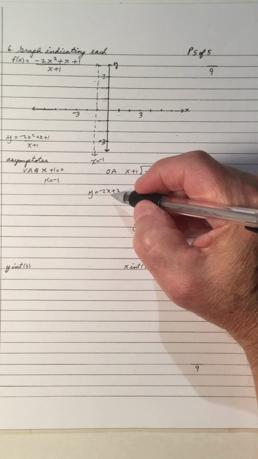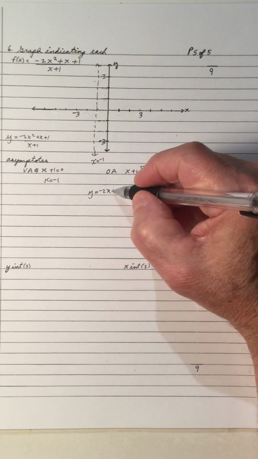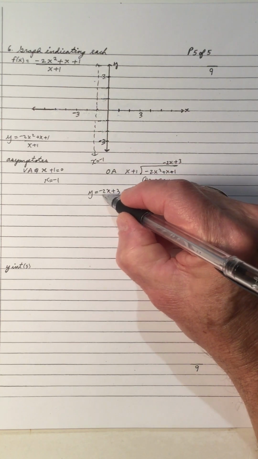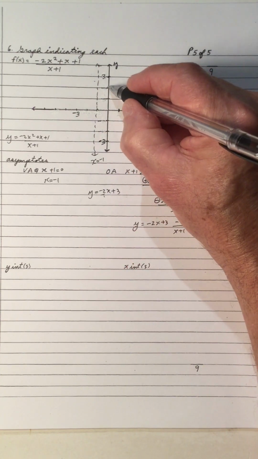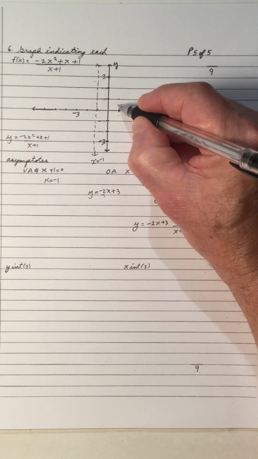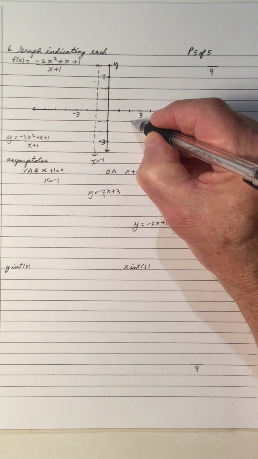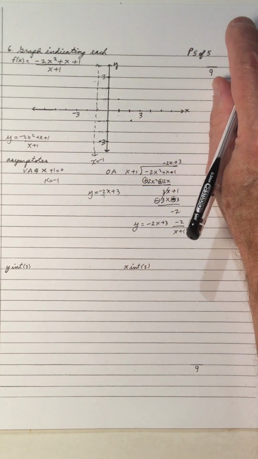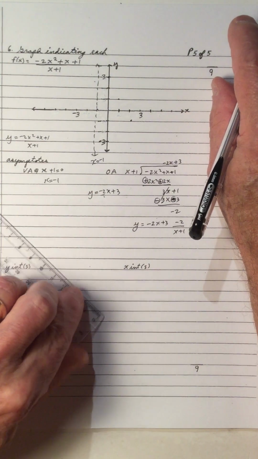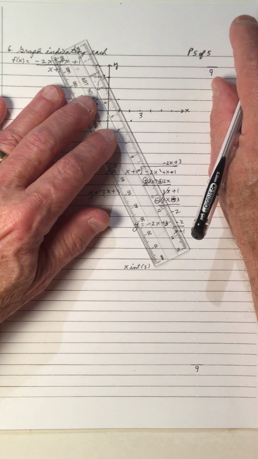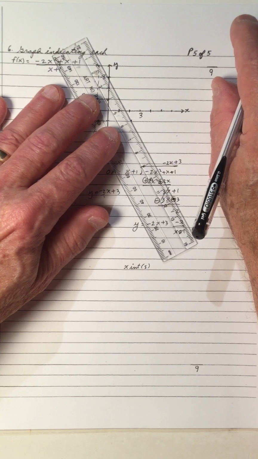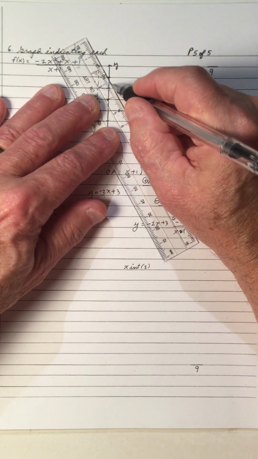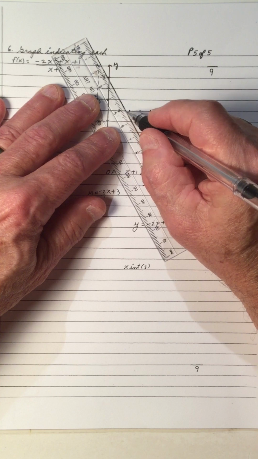So the oblique asymptote, I'm going to plot that. There's the y-intercept of 3 right there. And the slope is -2 over 1. So we go down 2, right 1. We go down 2, right 1. So this is the oblique asymptote. And the oblique asymptote is a broken line. It won't pass through this. So I'll use a ruler here and draw this as a broken line. There it is.